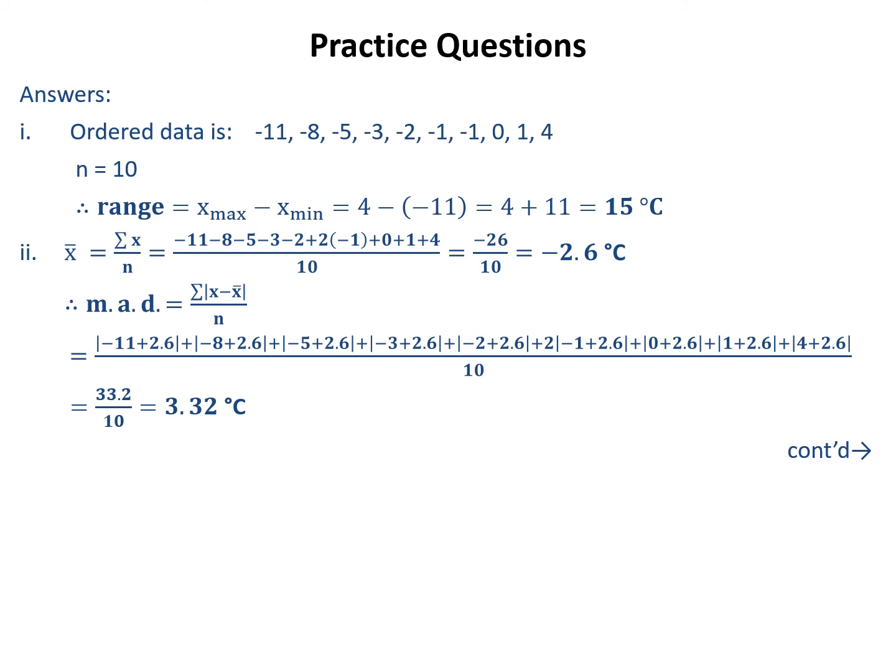So we first calculate the mean of the data set, which equals the sum of the values divided by the number of values, which equals minus 26 divided by 10, which equals minus 2.6 degrees Celsius. So to calculate our MAD, we add up all of the absolute values of the deviations and we divide it by the size of the data set, which gives us 33.2 divided by 10, which equals 3.32 degrees Celsius.